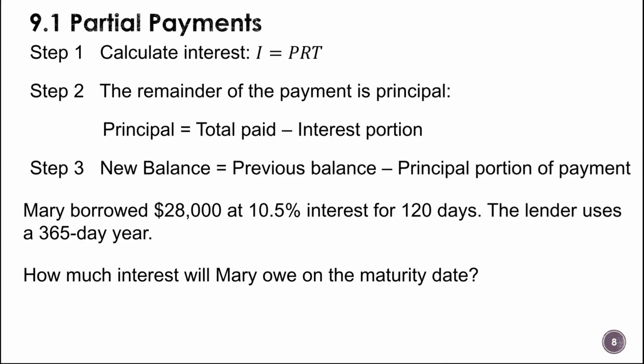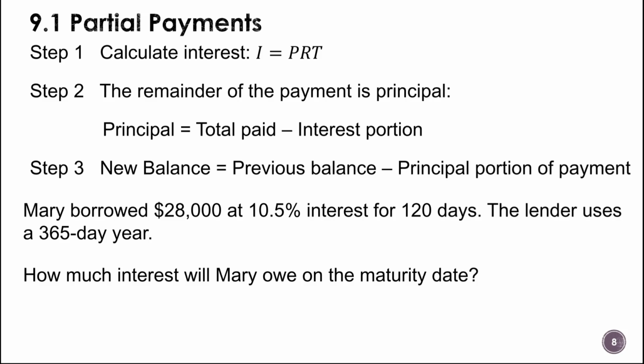All right, so for partial payments, we calculate the interest. It tells you the remainder of the payment is principal. To find the principal, we take the total paid minus the interest portion. The new balance will be the previous balance minus the principal portion of a payment. Every payment's made up of two parts. One part is interest, one part is principal. And so the principal amount is what reduces our balance. As we pay payments and pay the principal, we get to reduce the balance sum.